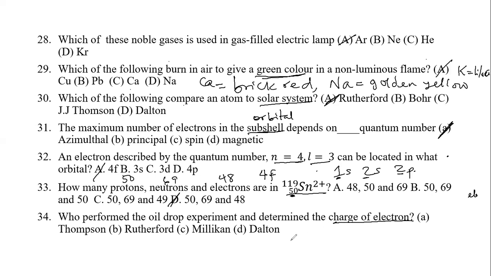And it was Millikan that performed that oil drop experiment. The oil drop experiment that leads to the discovery of the charge of the electron was performed by R.A. Millikan, Robert Millikan. And the combination of R.A. Millikan and J.J. Thomson led to the calculation of the mass of the electron. All right.